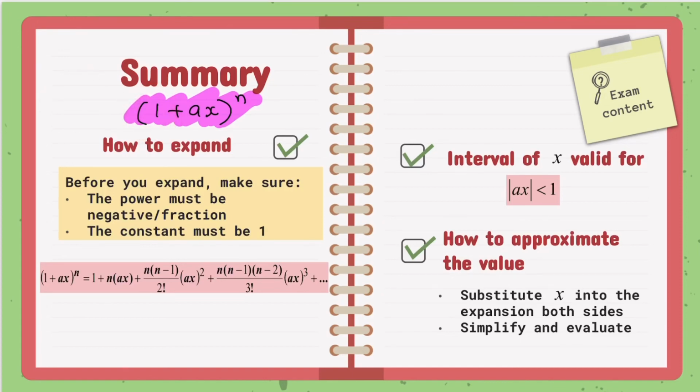The next one, you need to know how to find the interval of x valid for by using absolute ax less than 1. And the last one, you need to know how to approximate the value. In order to approximate the value, substitute the given x into the expansion for both sides. After that, simplify and evaluate. Make sure you give your answer correct to the instructed decimal places or significant figures.